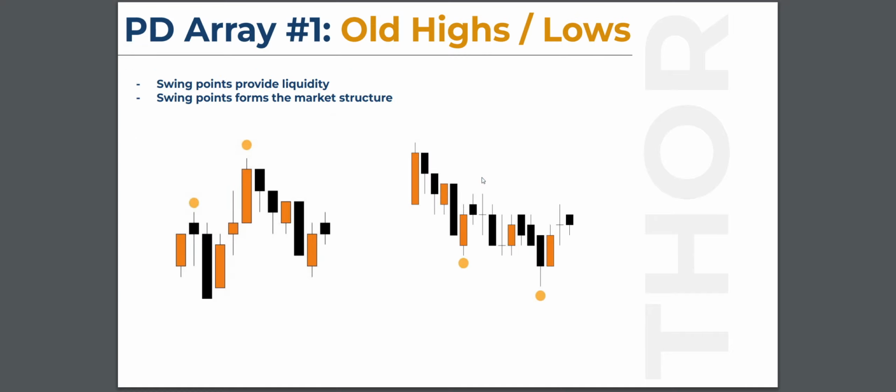So this is an example for both sides. On the left hand side, it's the buy side. If you look at this candle right here, this candle is higher than the candle to the left of it and the right of it. So this high is our swing high.